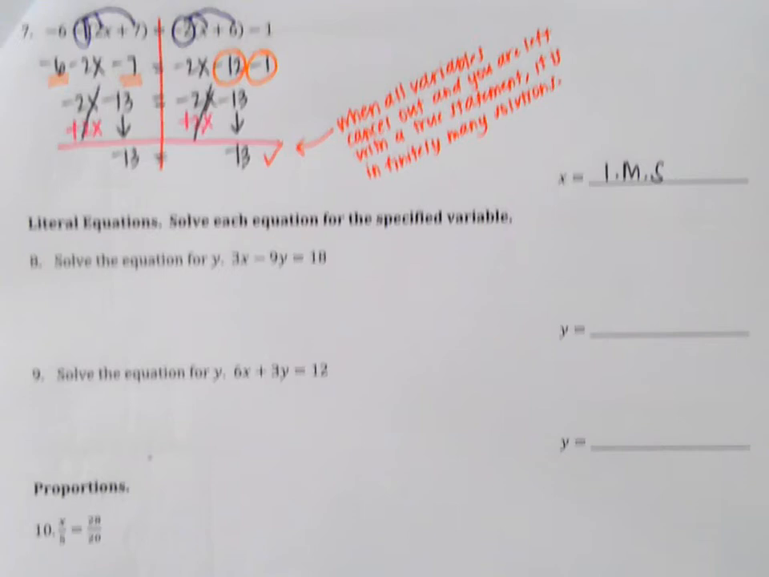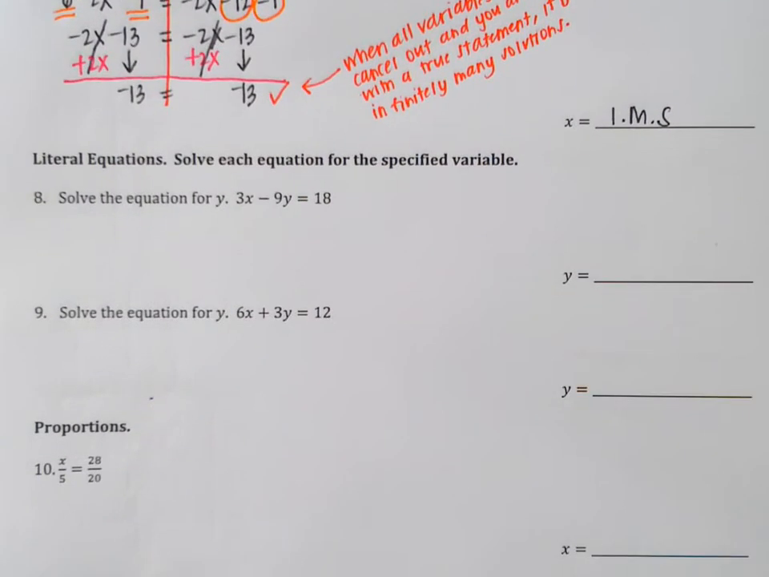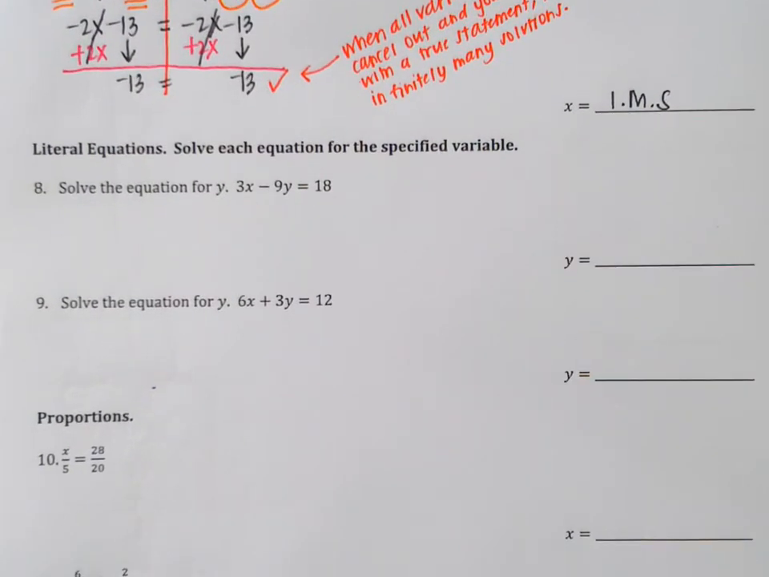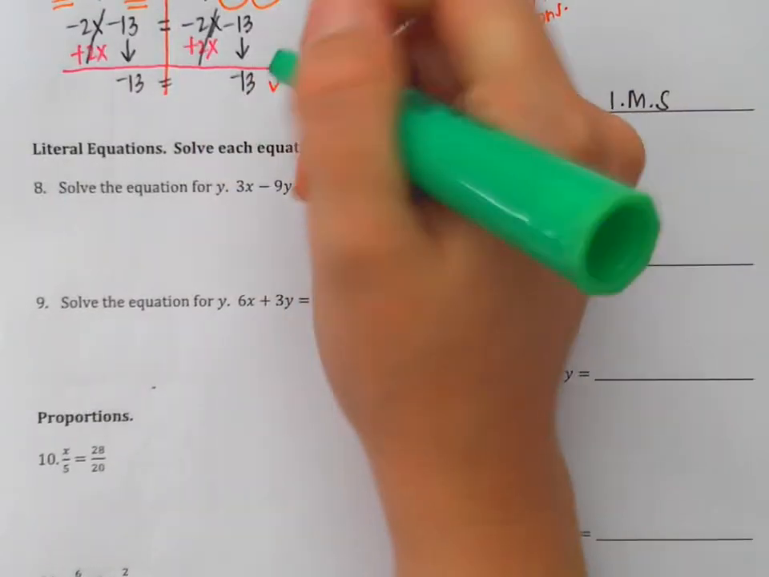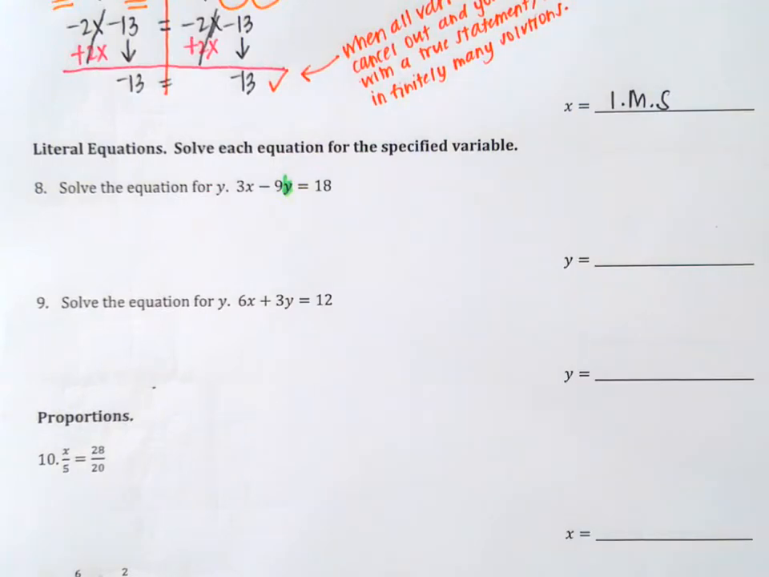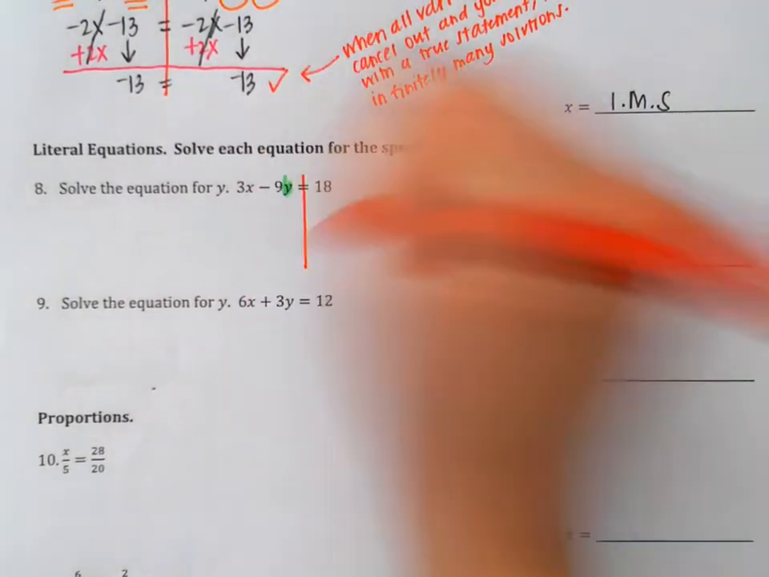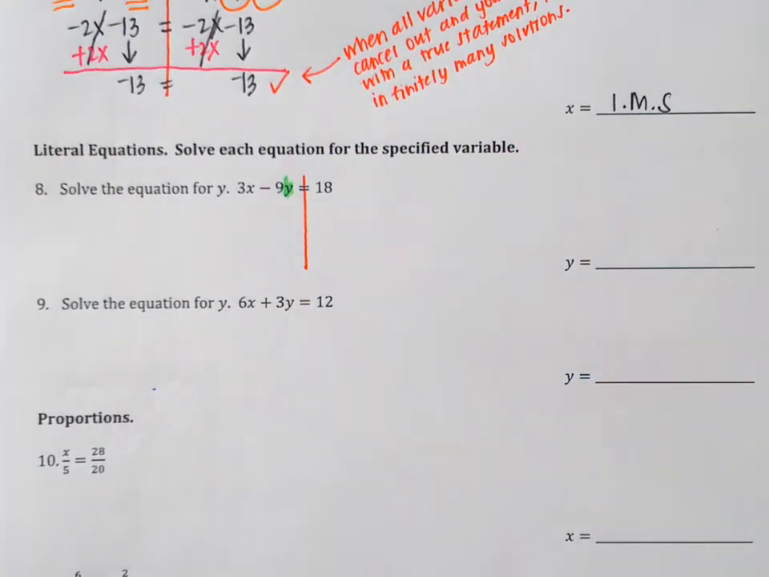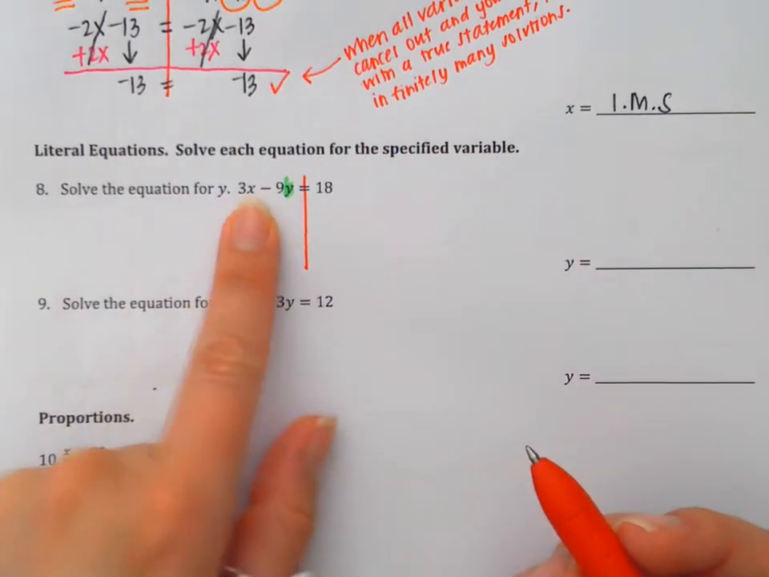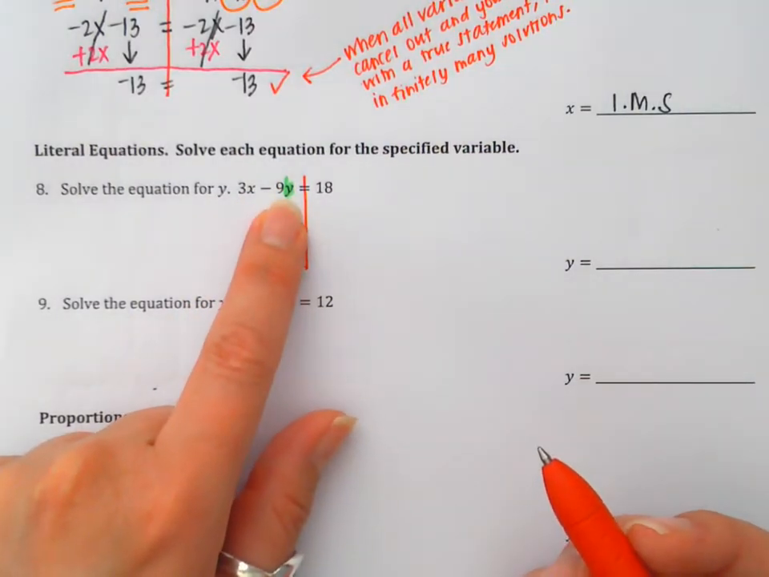Okay, so let's move on to literal equations. It just says solve each equation for the specified variable. Number 8 says solve for y. That means I'm trying to get y all by itself. Really similar to what we were doing in 1 through 7. It's just that we have one extra letter in there. So I always want to undo whatever's being added or subtracted first. So that's my first step. Whatever's being added or subtracted on the same side as the y, that's what I want to move over.